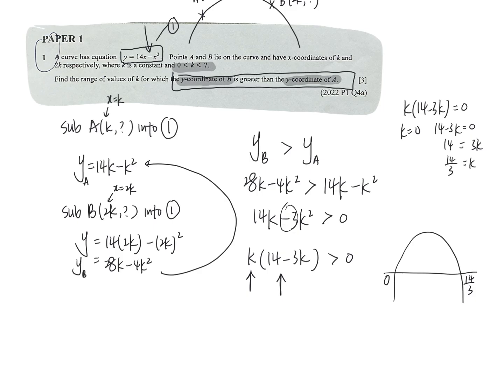Okay, so based on this, I want the part of the curve that is above the x-axis, greater than 0. So is it the bow or the tail? The bow in this case. So your solution must lie between this and this. So this is 4 and 2/3.